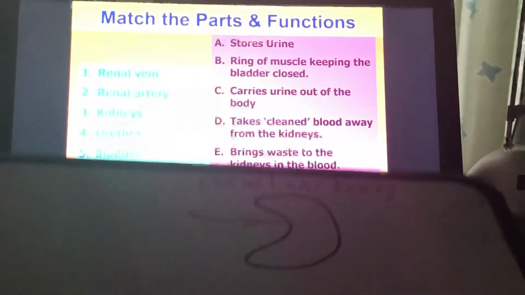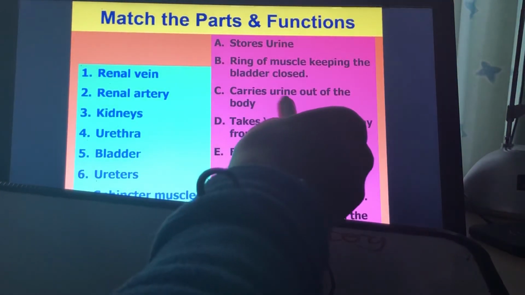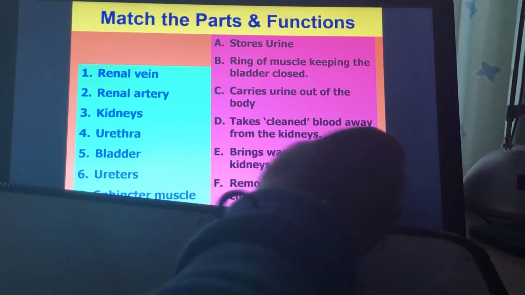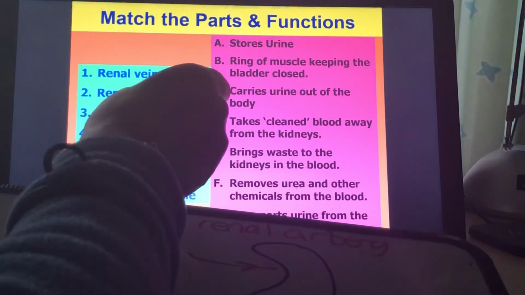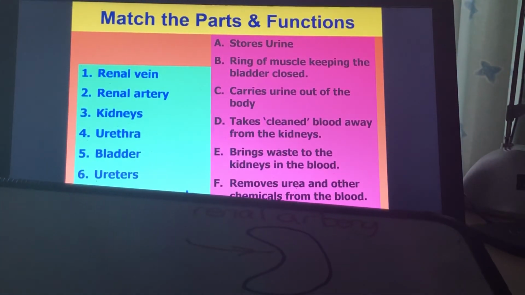So if we look at the part, renal artery, what does it do? It takes blood to the kidney. So it brings waste to the kidneys in the blood. So that's the artery, it brings waste to the kidneys in the blood.